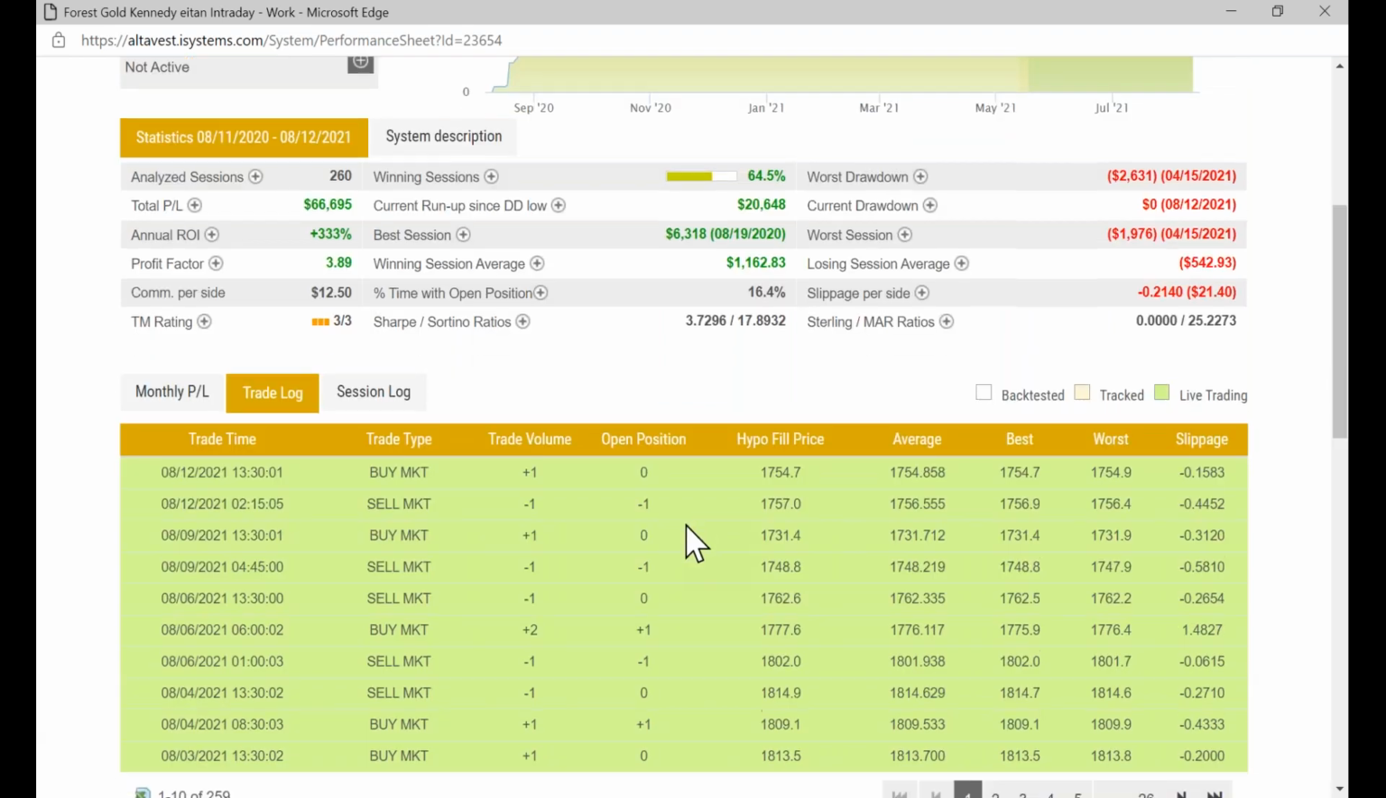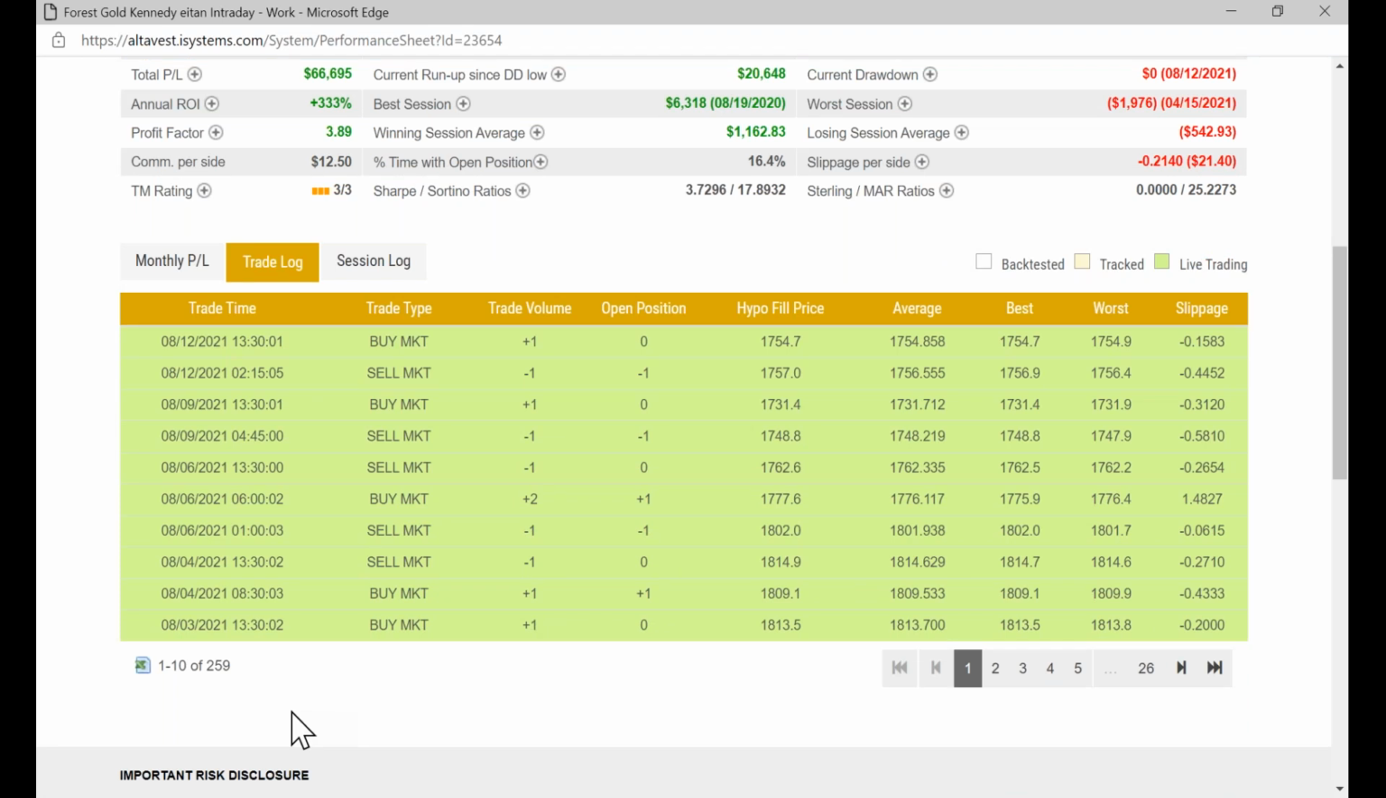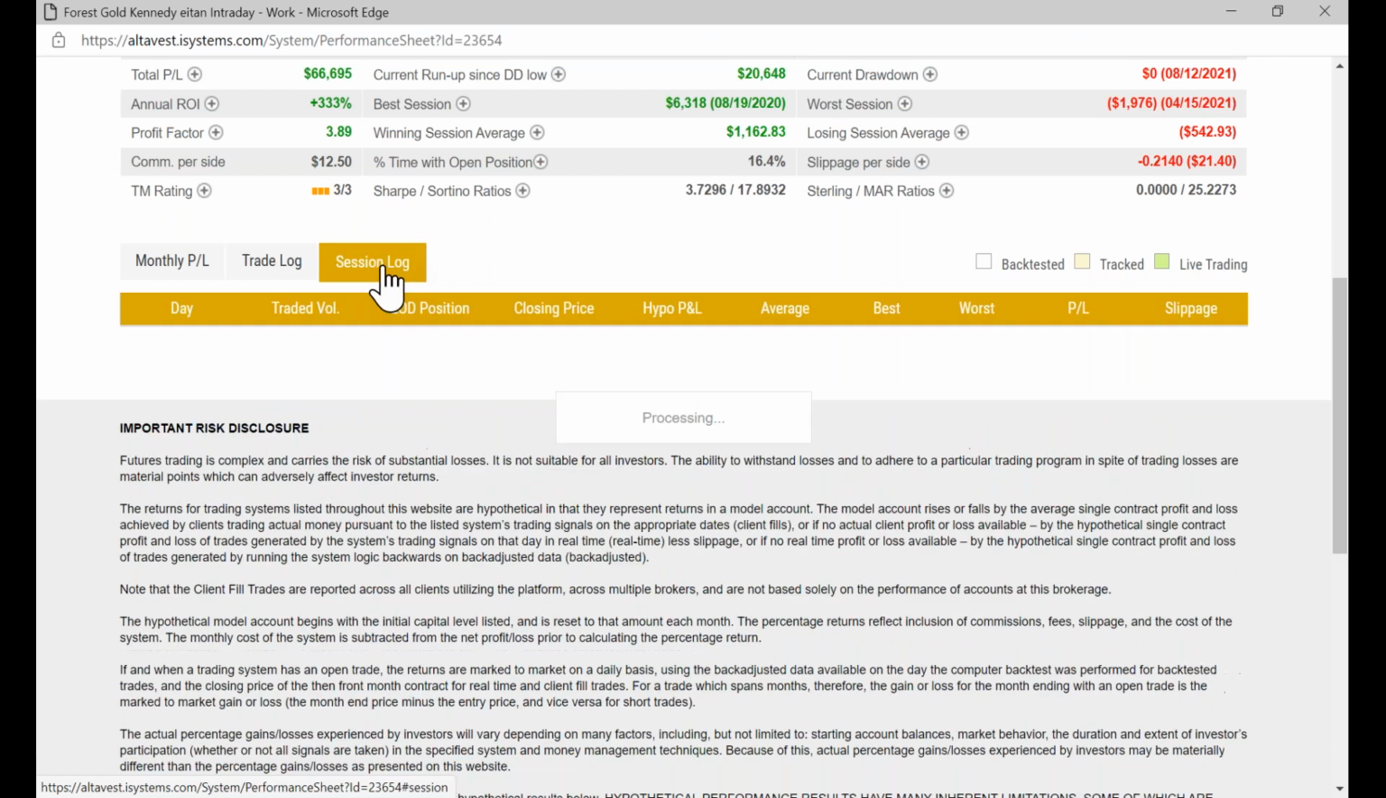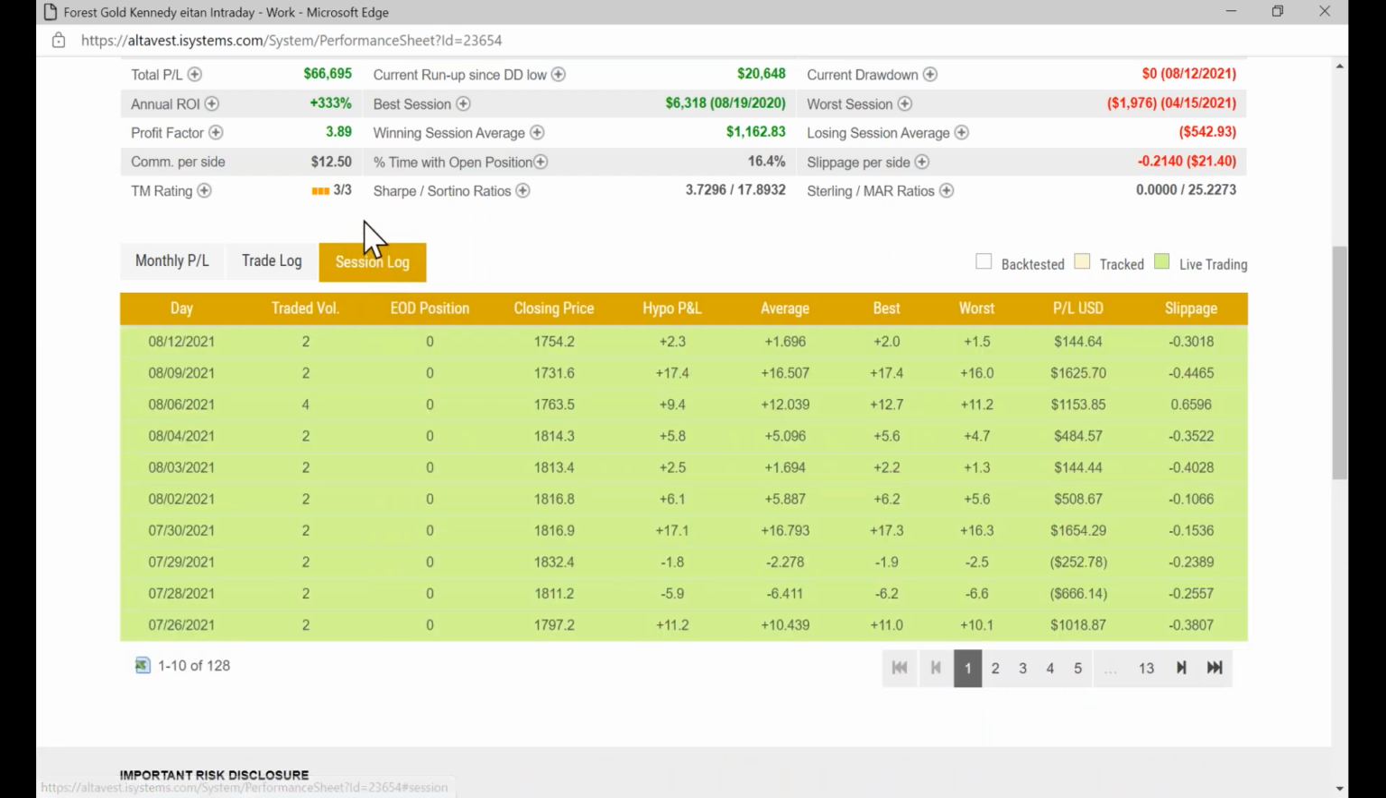And in fact, you can see the trade log. So you can go back in time and see all of the trading activity and the fill prices. You can see all that activity based on a session by session or day by day. You'll notice at the end of the day, everything is 0, meaning you're flat. All right.